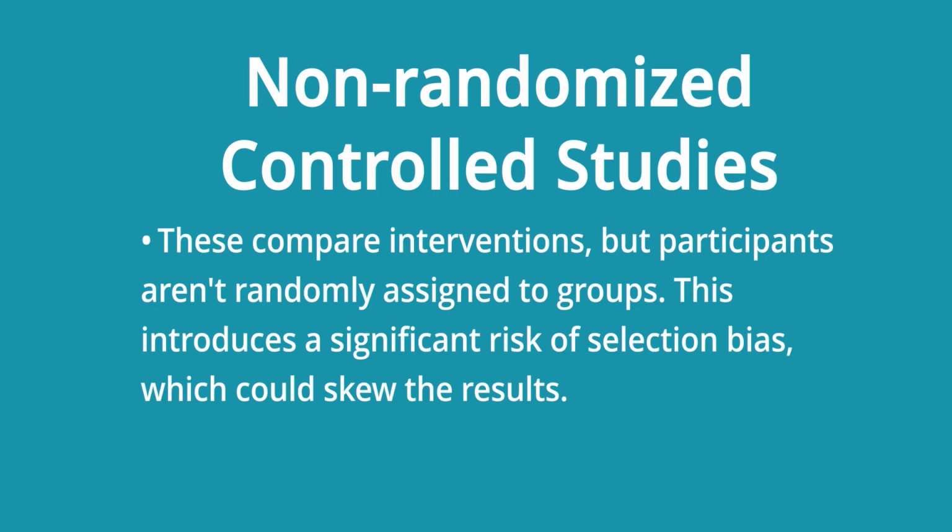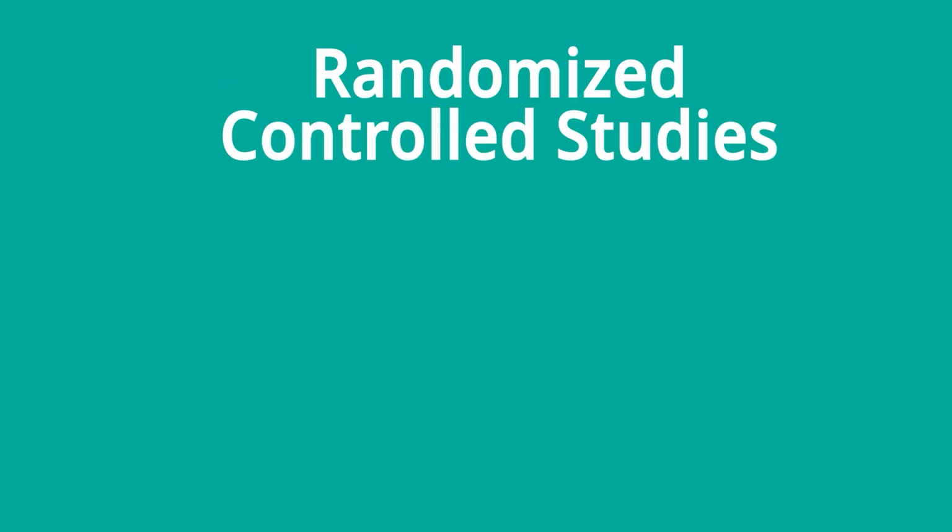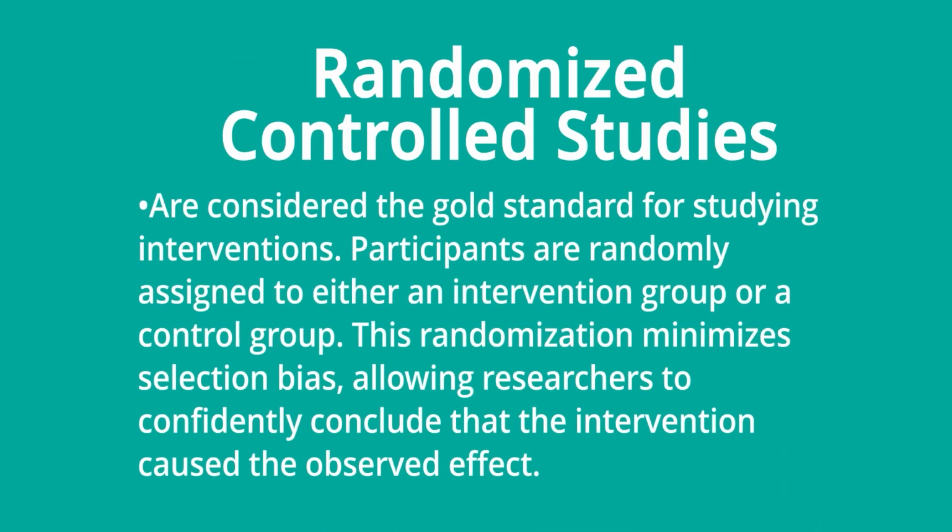Now we reach a crucial level, randomized controlled trials, or RCTs. Randomized controlled trials are considered the gold standard for studying interventions. Participants are randomly assigned to either an intervention group or a control group. This randomization minimizes selection bias, allowing researchers to confidently conclude that the intervention caused the observed effect.